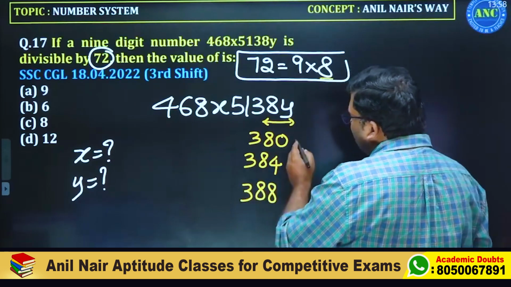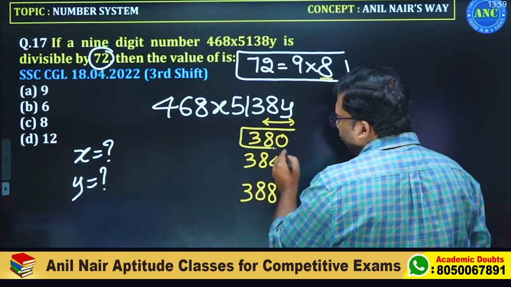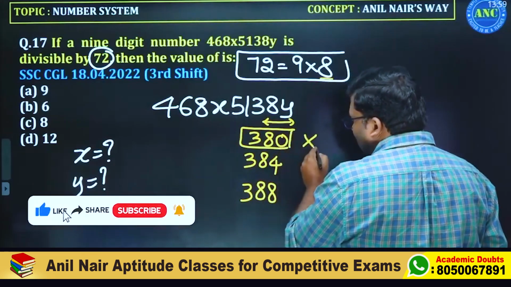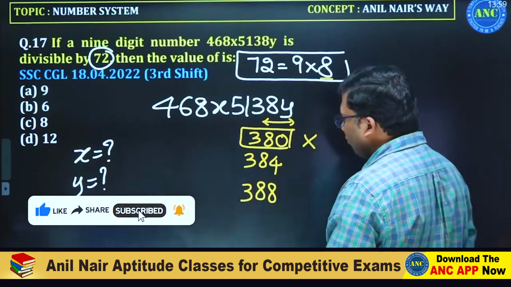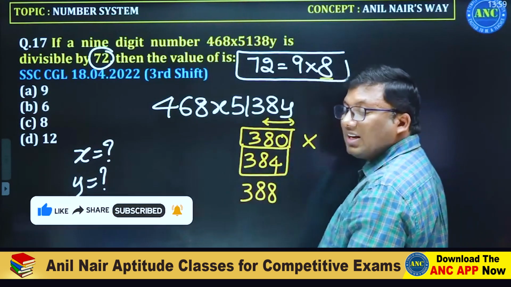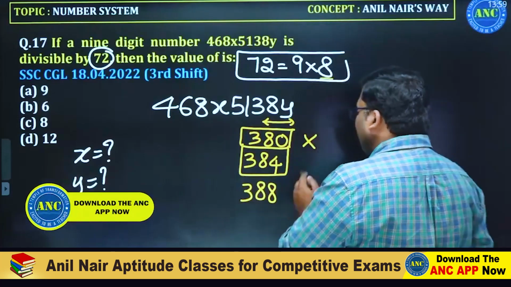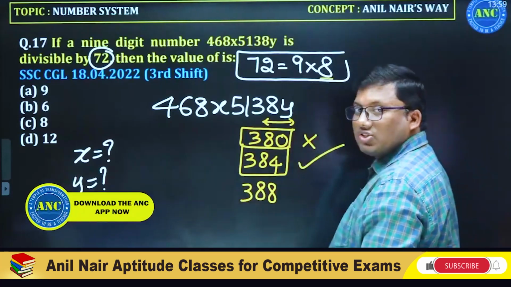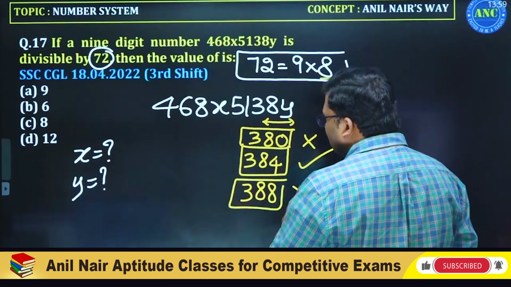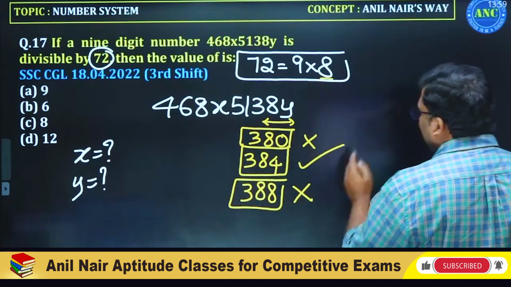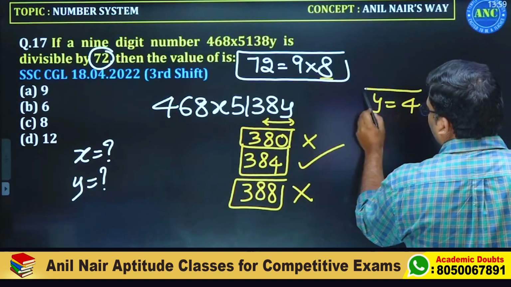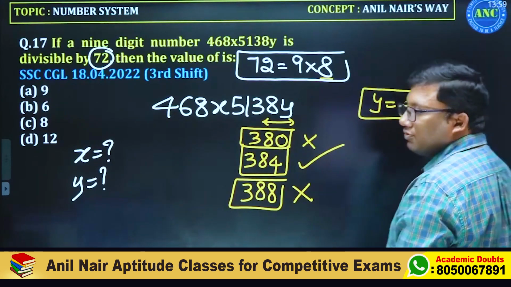Which number is divisible by 8? 8 4s are 32, 8 7s are 56, 8 8s are 64. 380 is not possible. 384: 8 4s are 32, 8 8s are 64. Yes. 388: 8 4s are 32, 68. It is not divisible. That means the y value we got is 4, fixed.